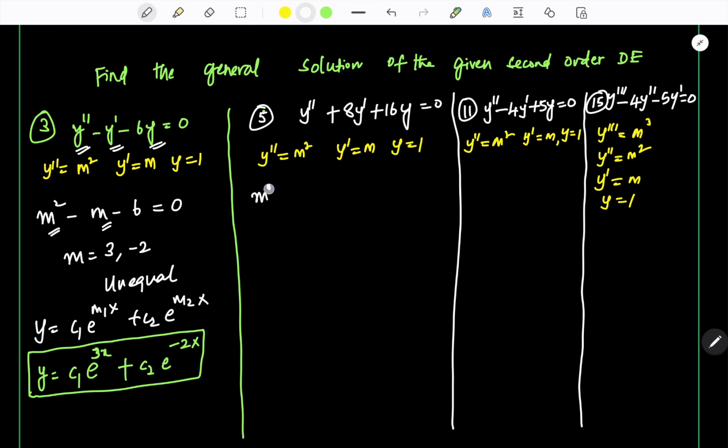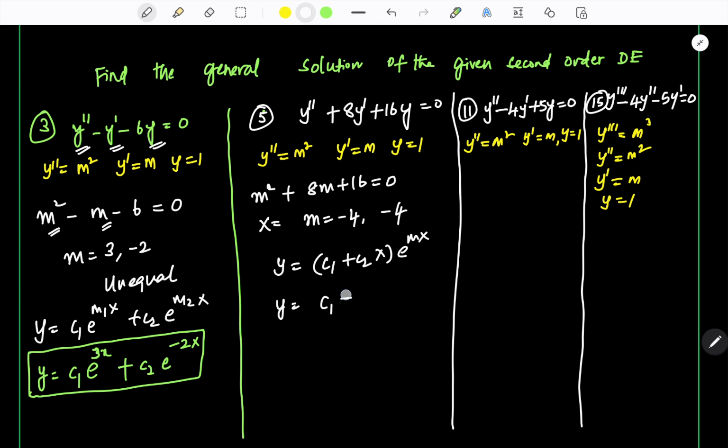Next question, we are writing m square plus 8m plus 16 equal to 0. So let me go to the calculator again. 1, 8 and then 16 equal to 0. Minus 4, minus 4. It is 2 times, so m is equal to minus 4 comma minus 4. It means repeated roots. Keep that in your mind. So y equals c1 plus c2x, e power mx. So y equals c1 plus c2x, e power minus 4x. So this is your second solution. Let's go to the third solution.